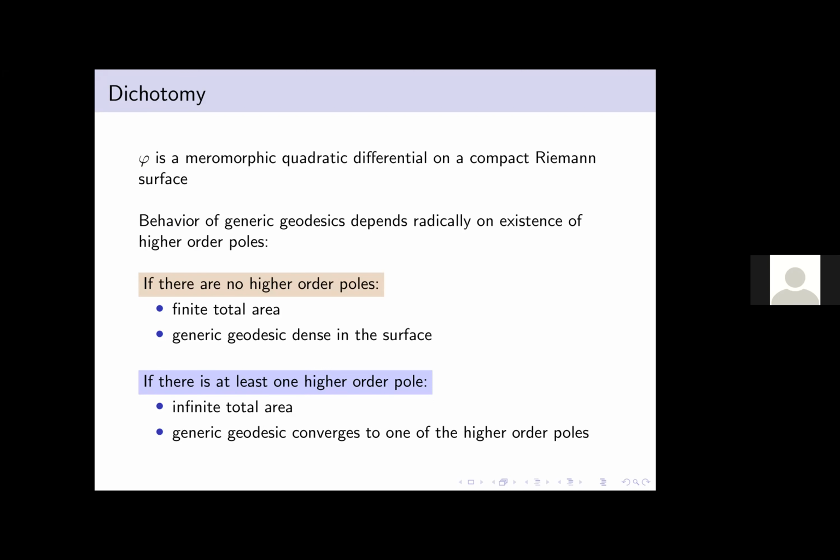I mean, Stokes phenomenon will mean there are some preferred directions at which it approaches. Maybe that corresponds to that. So if you have more than order 2, like a triple pole or something, then there will be certain directions at which geodesics will want to approach it.